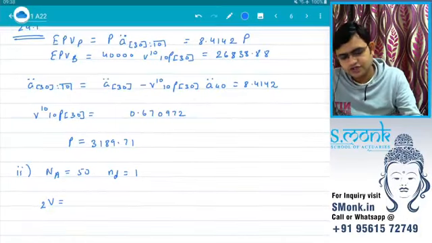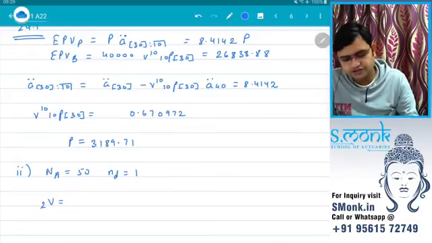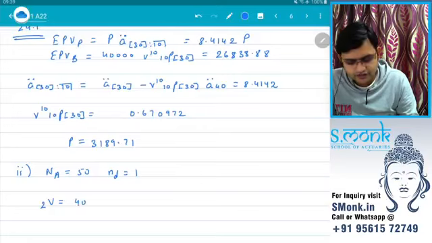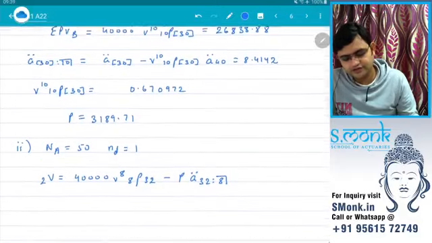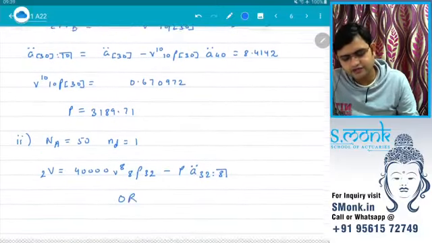What happens? So if I'm using prospective, 2 years select goes away and I will have 40,000 V raised to 8, 8p, no select because now the age is 32, so age 32, and then minus premium into a-double-dot 32 for 8 years. This is our prospective way. What is the retrospective way?